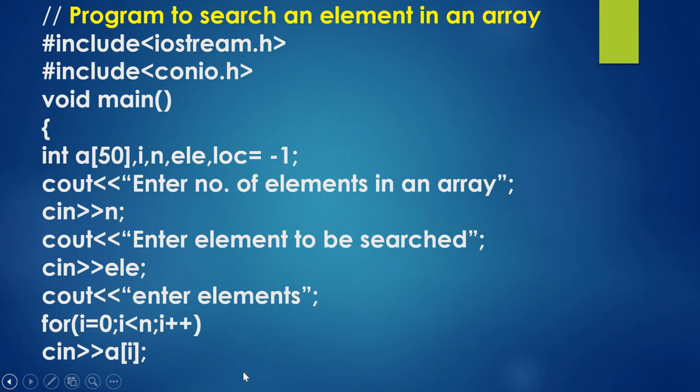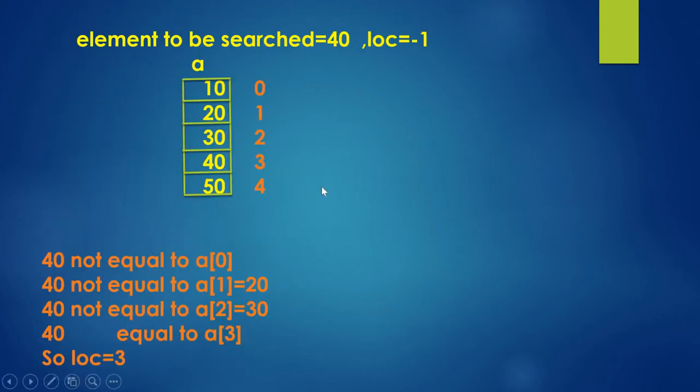We can consider one example. Here, the element to be searched is 40. The number of elements is 5. And the elements are A of 0, A of 1, A of 2, A of 3, A of 4. That is, the elements are 10, 20, 30, 40 and 50. Here the subscript starts from 0 to n minus 1. N is 5, so the subscripts are 0, 1, 2, 3 and 4.